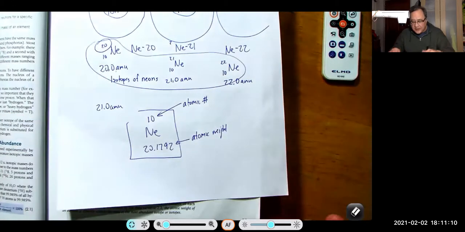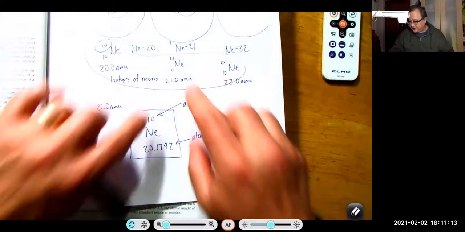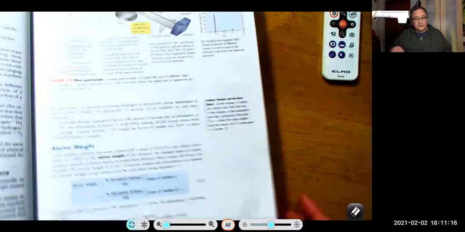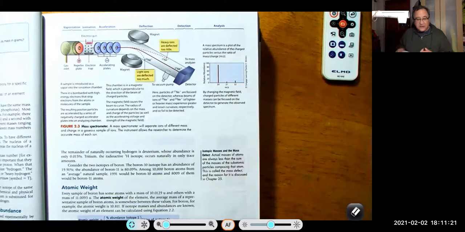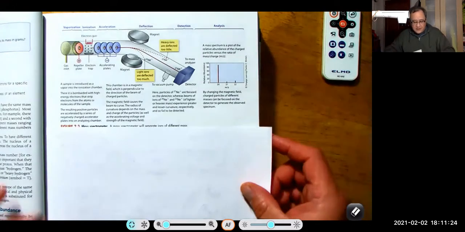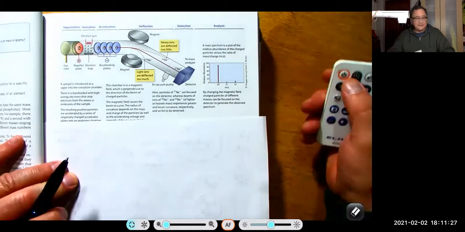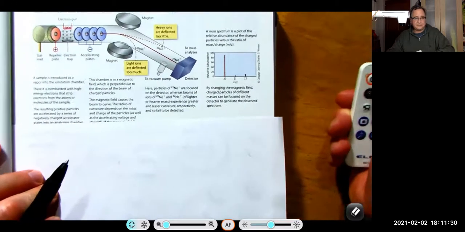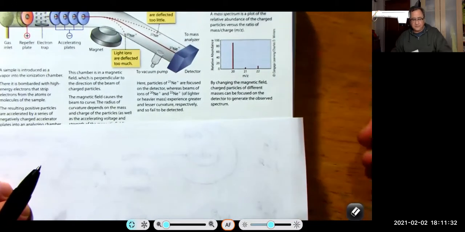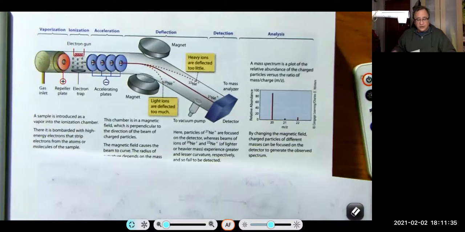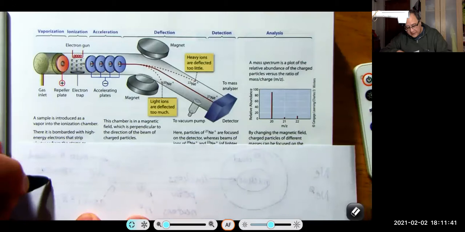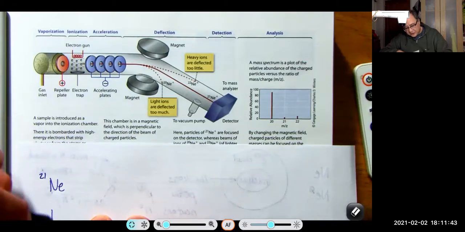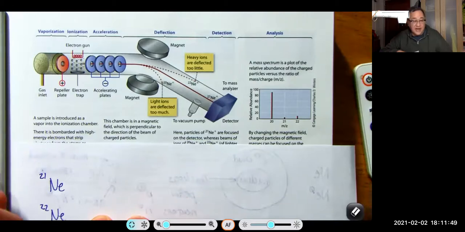How would we actually determine how many of each of these and what the actual mass is? And the answer is you would use this mass spectrometer. So a little bit of background there. Now let's take a look at the mass spectrometer. And I'm going to zoom in just a little bit. Okay, so we're looking at this vaporization section. So our neon isotopes are turned into gas molecules. It's not hard to do because they're gas molecules at room temp.